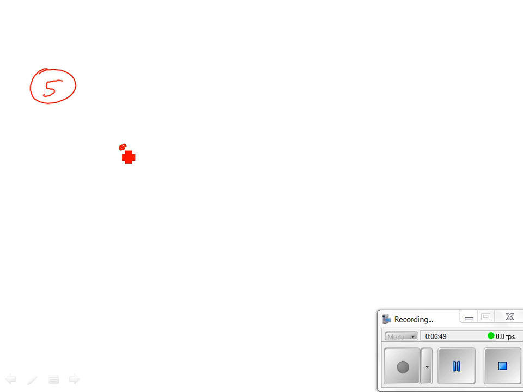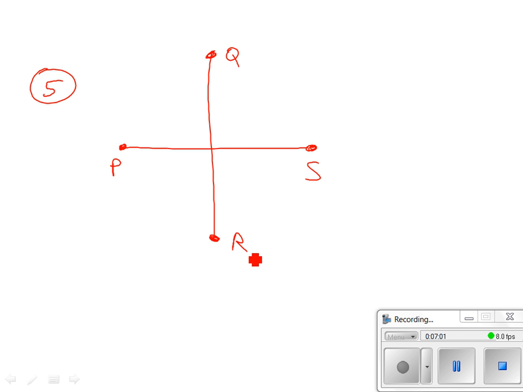You've got segment PS, segment QR. Terrible drawing. They're the perpendicular bisectors of each other. So what can you tell me about all these angles here in the middle? They're all right angles. What can you tell me about these two segments? They're congruent. How about these two segments? Now, does that mean all 4 of them have to be the same? No.